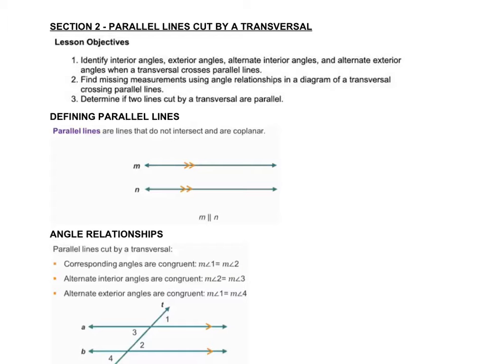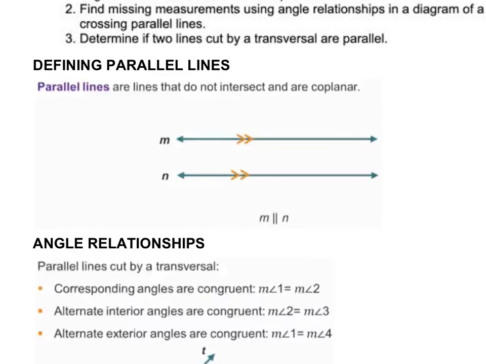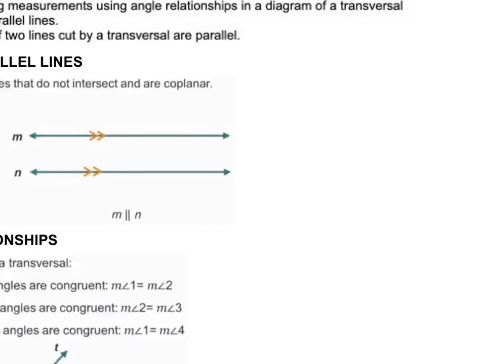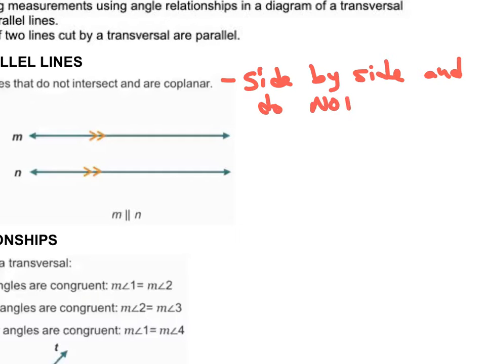All right, so defining parallel lines. So what we want to do is talk about parallel lines. Parallel lines are lines that do not intersect and are coplanar, okay? And I'm going to add in that they run side by side and never touch. So they're side by side and do not intersect.